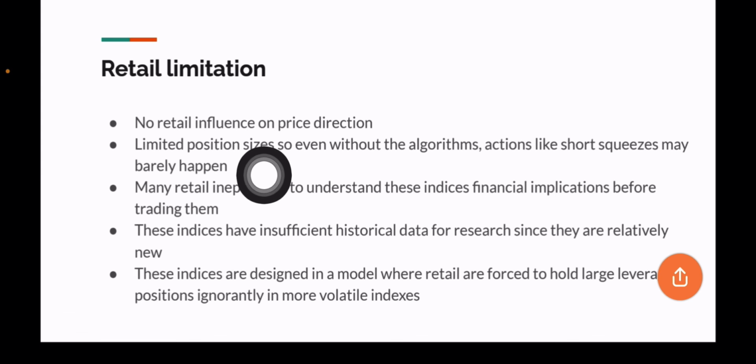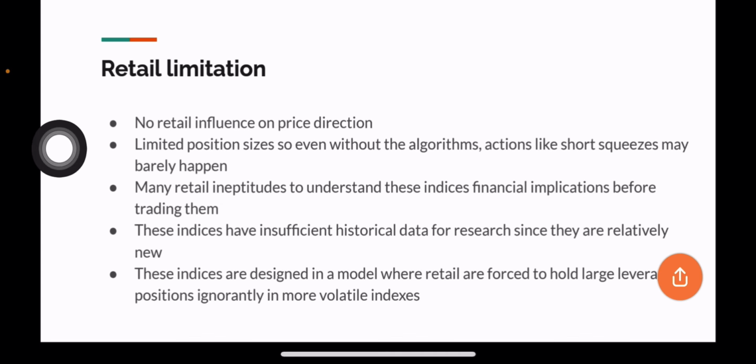Another thing is limited sizes. So even without the algorithms, actions like short squeezes may barely happen in this particular market. There is also much retail ineptitude in understanding the indices and financial implications before trading them. So you see somebody who got lucky, or maybe who is a good trader, and traded Jump 75.